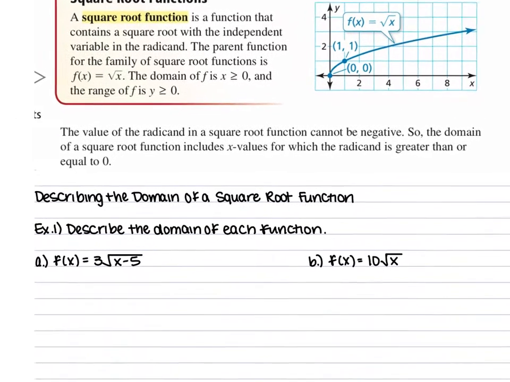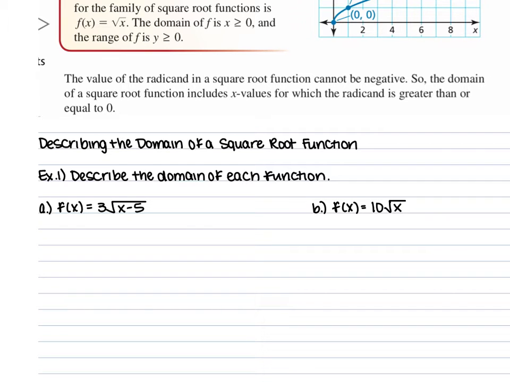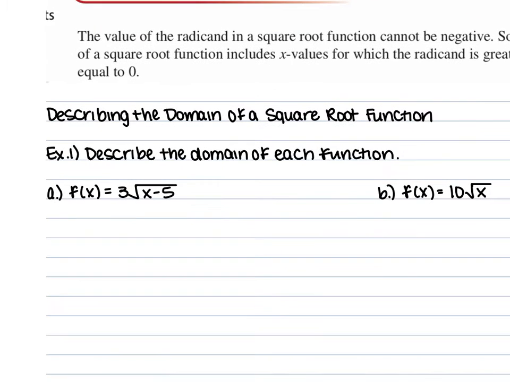So if we look at example 1, it tells us to describe the domain of each function. Example A gives us f of x is equal to 3 times the square root of x minus 5. Again, we're not going to worry about anything else other than what's under the radical. Under the radical, you have that x minus 5. So you're going to take x minus 5, set it greater than or equal to 0, move your 5 over by adding it to both sides, and you get that x is greater than or equal to 5. So your domain is x is greater than or equal to 5.